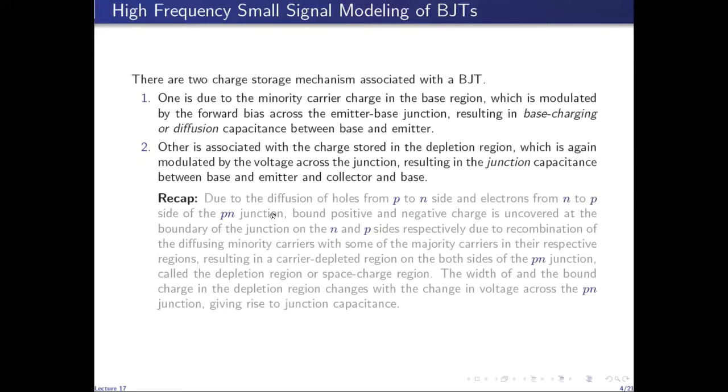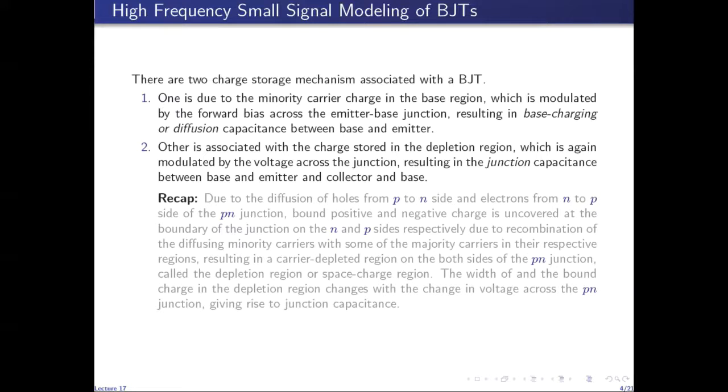So this is formed as a result of diffusion of holes from the P side towards the N side, and by the diffusion of electrons from the N side towards the P side of the PN junction. As the diffusing electrons move from the N side towards the P side, they recombine with some of the holes at the boundary of the junction on the P side. And similarly, the holes diffusing from the P side towards the N side recombine with some of the electrons available at the boundary of the junction on the N side.